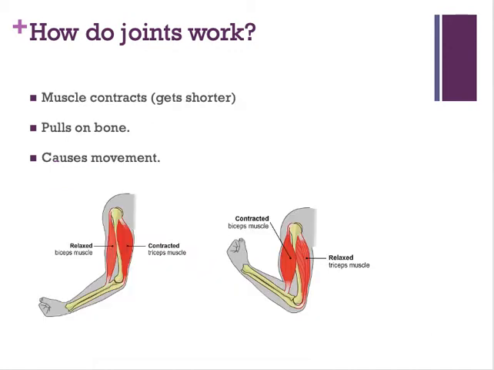Now let's zero in here on our arm and look at how it works. Well, muscles can only get shorter. They can contract, so the fibres get shorter. And when they do, they pull on the bone that they're attached to, and that's what causes movement. The opposite of contracting is to relax. So generally our muscles work in pairs, and when one of them is contracting, the other is relaxing.